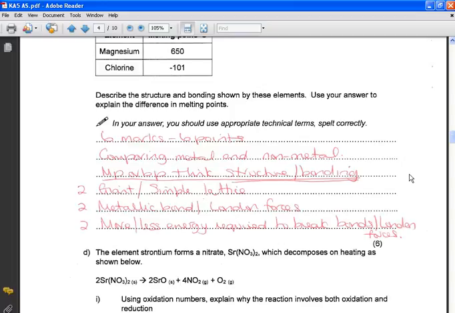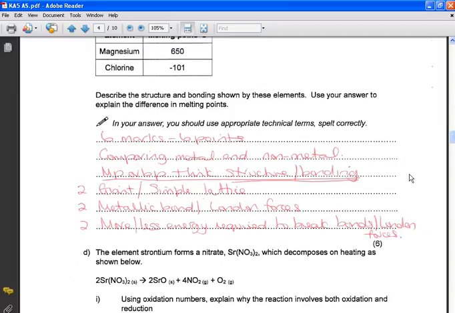So comment on the structure. One is a giant structure, one is a simple molecular lattice. Comment on the bonding type, so metallic bond that you're breaking in magnesium, but only an intermolecular force for chlorine, in this case London forces. And if you're talking about elements on the periodic table, they're always going to be London forces, the intermolecular force.